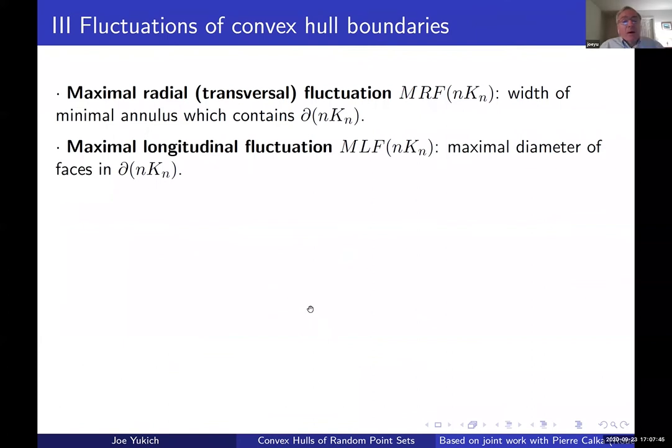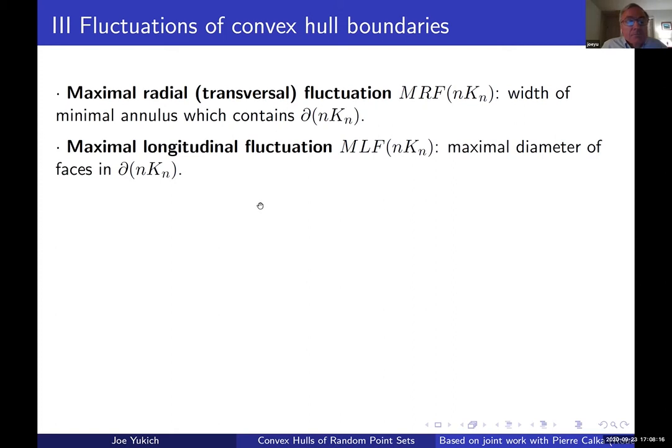So let's define the maximal radial fluctuation of this expanding convex hull. We're going to call it MRF for maximal radial fluctuation. Just to recall, it's the width of the minimal annulus containing the boundary of this expanding convex hull. Whereas the maximal longitudinal fluctuation, which we abbreviate as MLF, is the maximal diameter of the faces in the boundary.